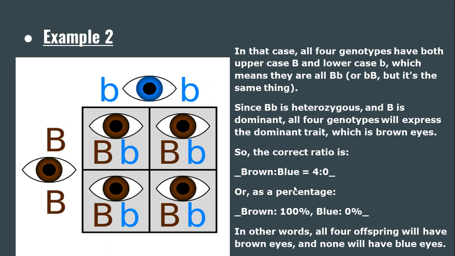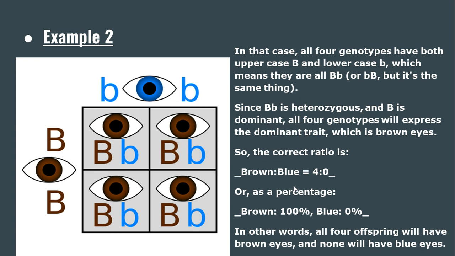So let's look at another example of a Punnett square. This is another example. Now we want to deal with eye color. As you can see, on one side we have two capital letter B, and on top of the square we have two small letter b. The two capital letter B stands for brown eyes, while the two small letter b stands for blue eyes.